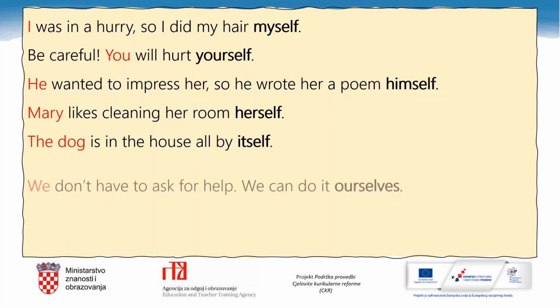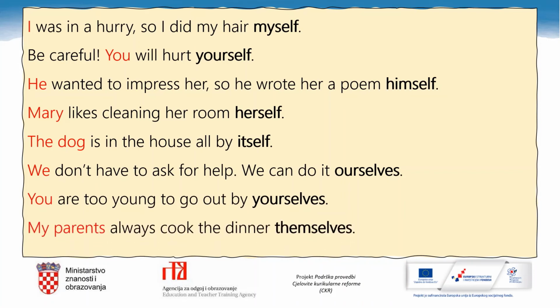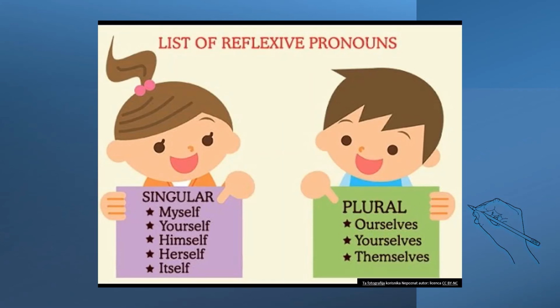And the plural, we don't have to ask for help, we can do it ourselves. Dakle, mi sami to možemo obaviti, ne moramo tražiti pomoć. You are too young to go out by yourselves. And my parents always cook the dinner themselves. Here is the list of reflexive pronouns again. Please pause the video and copy them into your notebook.